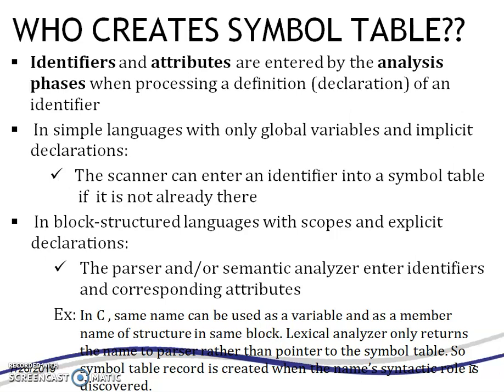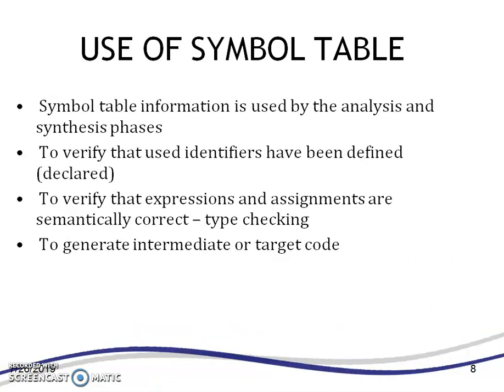Let's consider the example of C. In C, a name can be used as a variable and as a member name of a structure in the same block. The lexical analyzer only returns the name to the parser rather than a pointer to the symbol table. So, the symbol table record is created when the name's syntactic role is discovered.